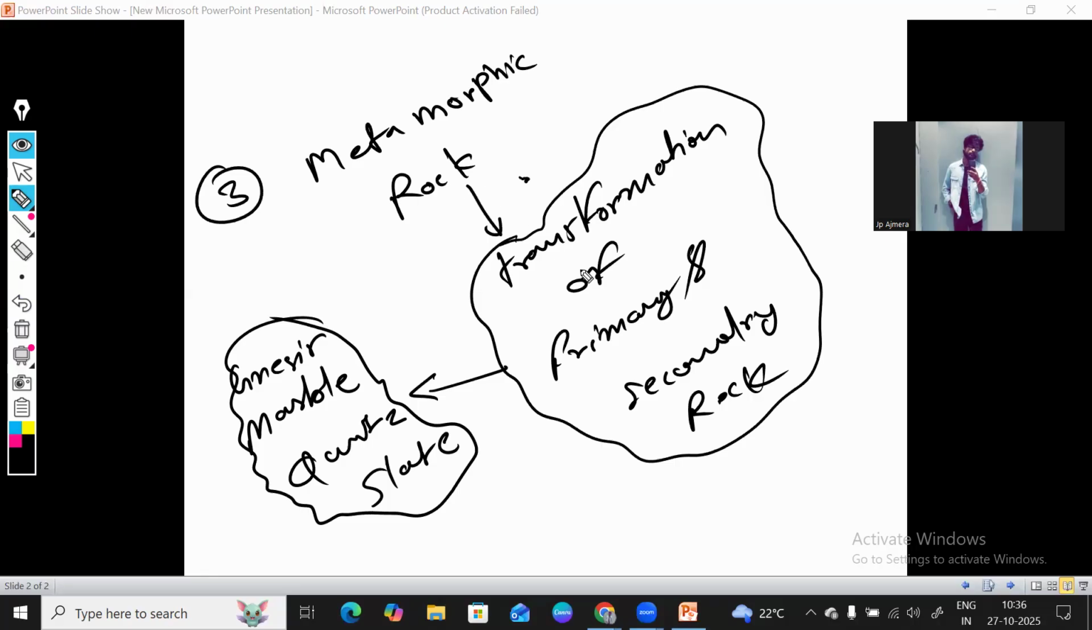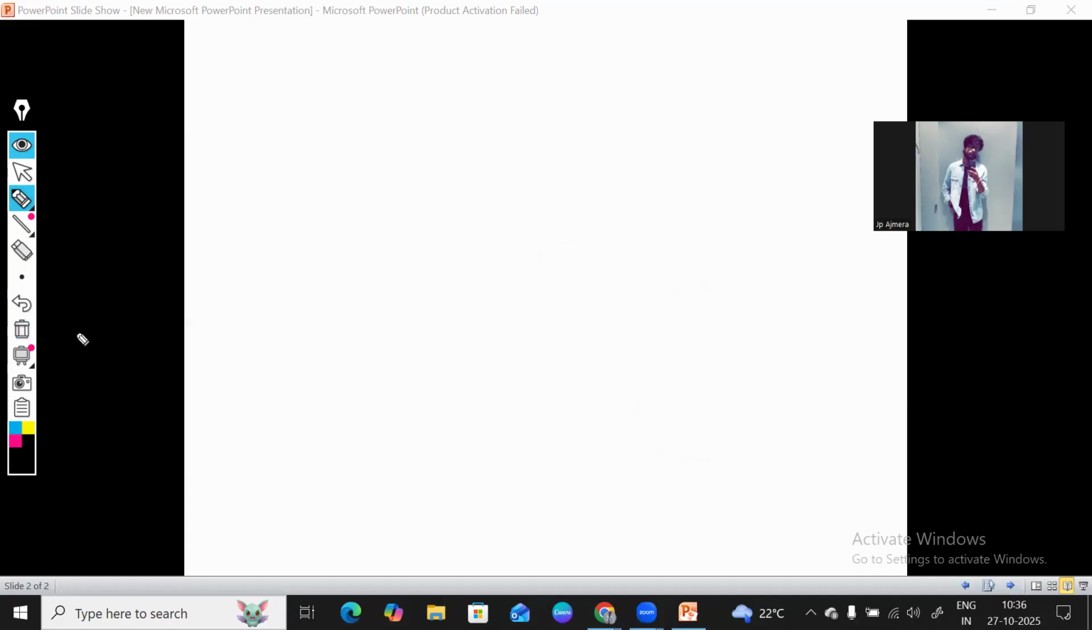Metamorphic rock is just a transformation of primary or secondary rock due to heat, temperature, and pressure. Because of that, there are certain changes in the primary and secondary rock, which then form metamorphic rock. The examples of that rock are gneiss, marble, quartz, and slate. Let's move to the next one.